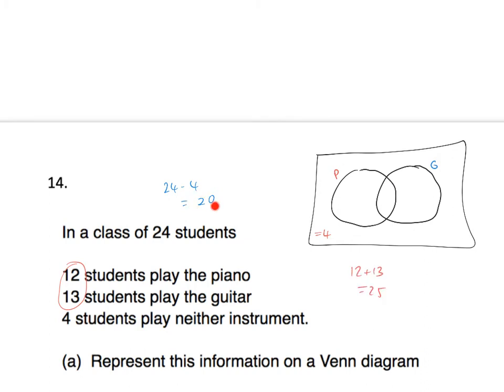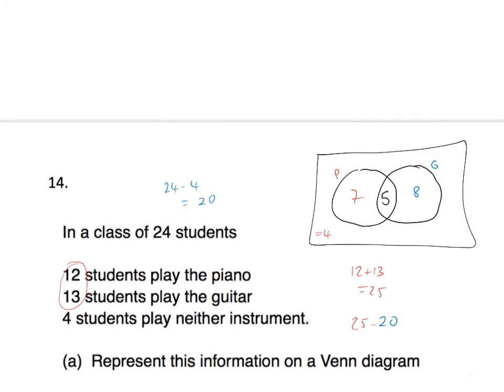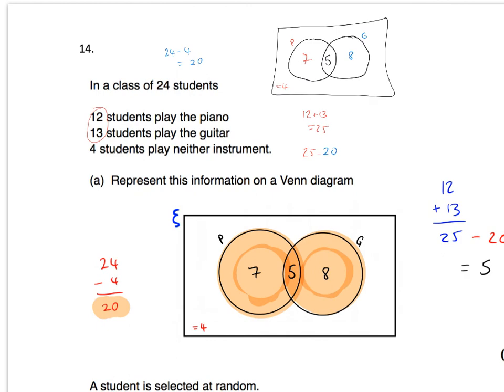But we know there should be 20 in the 2 circles, so we need to find the difference between these 2 numbers. So if we do 25 people that play the piano and the guitar, and we take away the 20 people that are remaining that should go in there, then that is 5, and that has to be in the middle. Now, in the piano bit here, we know in total there are 12 people who play the piano. We've accounted for 5, so this must be 7. And then similarly in this circle, there should be 13. We've accounted for 5, so this must be 8. So if you have a look, that's exactly the same way of answering it.